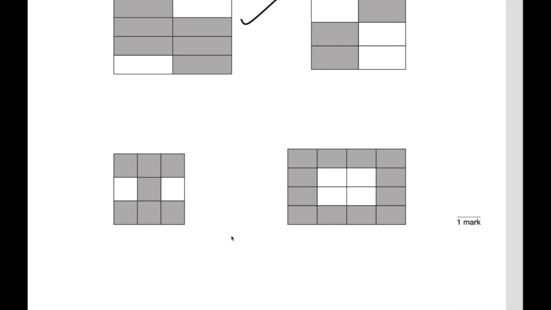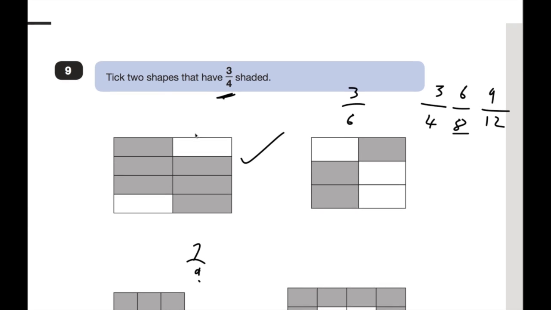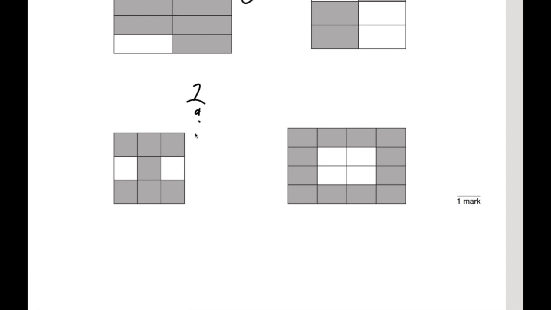The next one then, we have 1, 2, 3, 4, 5, 6, 7 shaded out of 9, and again, that is not one of our equivalent fractions, so it must be this last one. 1, 2, 3, 4, 5, 6, 7, 8, 9, 10, 11, 12 out of 16. 12 out of 16. If we divide the top and bottom by 4, we get 3/4. So that is another equivalent fraction. So that would be the one.